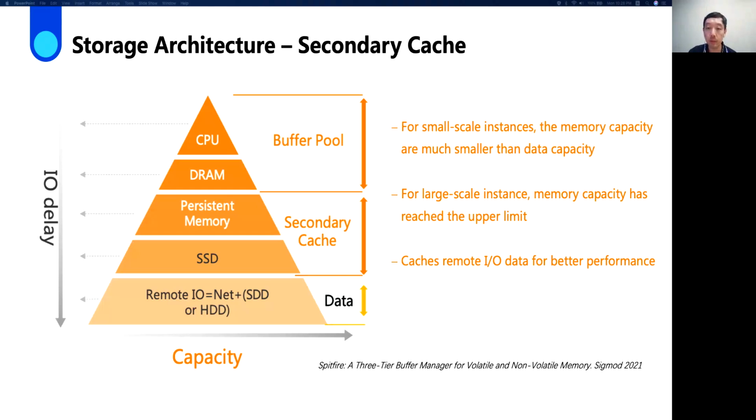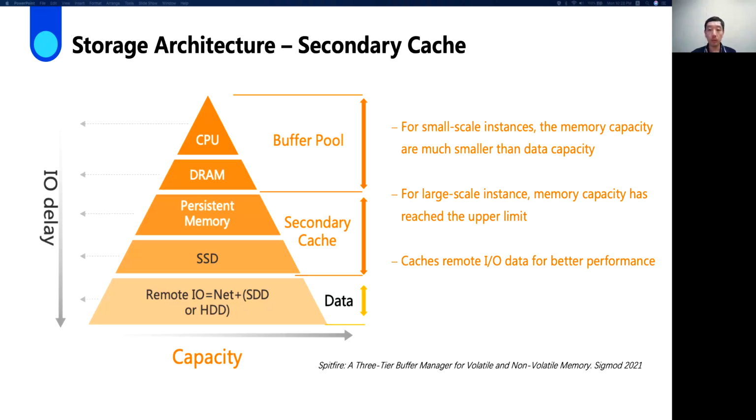In TDSQL-C, we implemented the secondary cache layer in between memory and the remote storage. It's backed by the host's local disk. The pages eliminated from the buffer pool are cached at this layer. When a cache miss happens, the secondary cache layer is checked before making a remote I/O. For performance purposes, we can use SSD or NVMe storage devices as the media for the secondary cache.